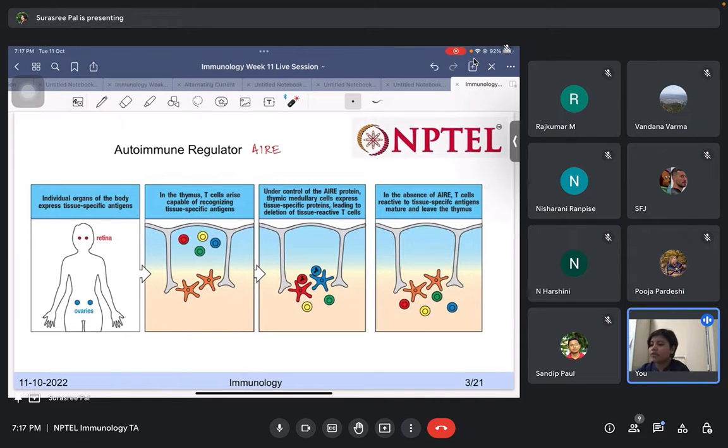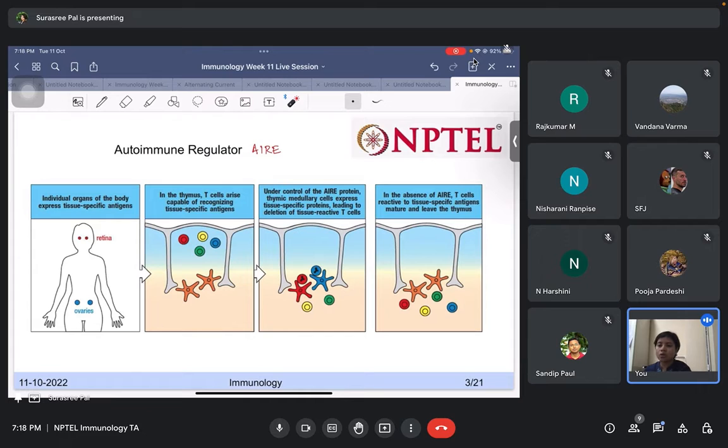So under control of this AIRE protein, the thymic medullary cells express tissue specific proteins which lead to the deletion of these tissue reactive T cells, right? Since they are now expressing these tissue specific proteins, the T cells can recognize that these are self proteins, and therefore they will not react against them. If they react, they will be deleted. So this control is present in the thymus also, right?